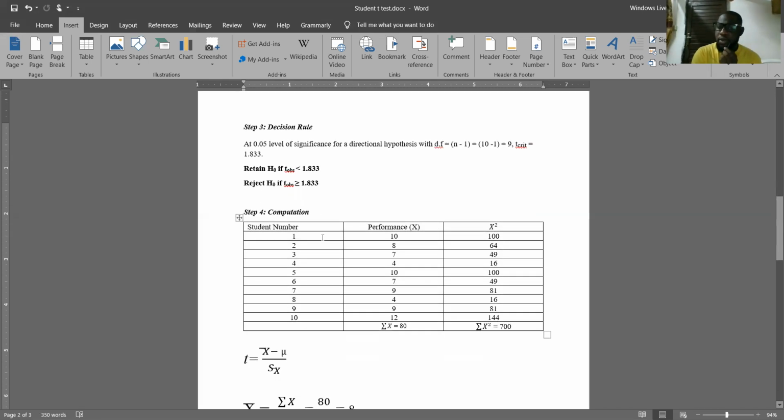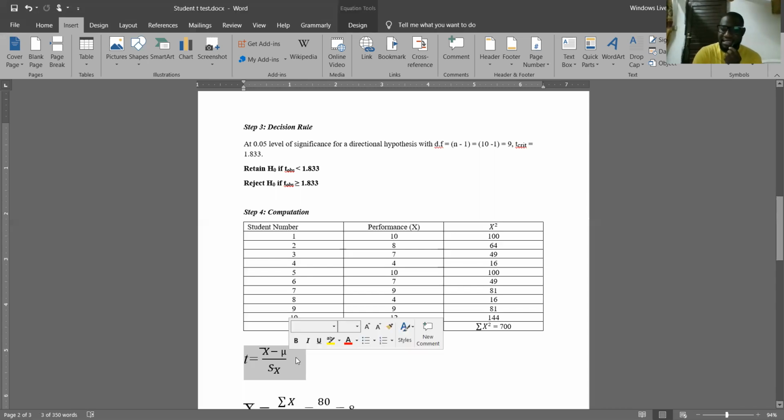All right. So when you are done, the next thing to do is to go to step 4. That's computation. You realize that in this course, from step 1 up to step 3, you are not tasked to do any computation. So under step 4, you compute by using the formula for the one sample t-test. T is equal to the sample mean, which is X bar, minus the population mean, all over the sample standard error of the mean.